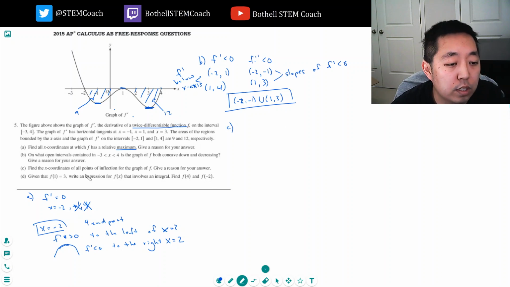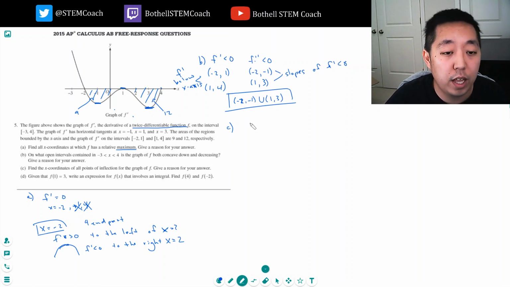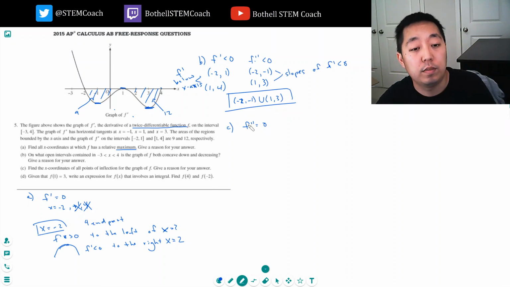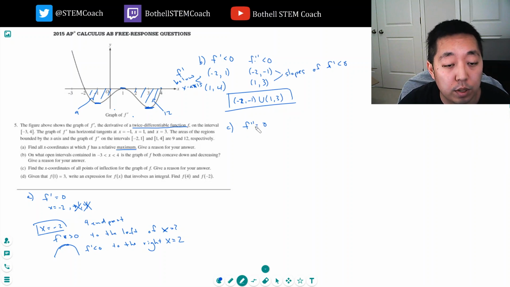C. Find the x-coordinates of all the points of inflection for the graph of f. Give a reason for your answer. So now I want to know points of inflection are where the second derivative equals 0, and then the second derivative changes signs. So where the second derivative equals 0 are where, again, because the second derivative of f looks like the derivative of f prime, they look like the slopes.